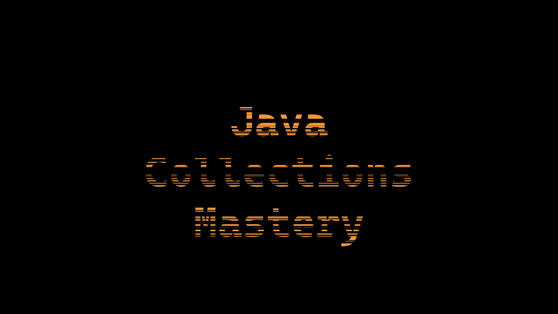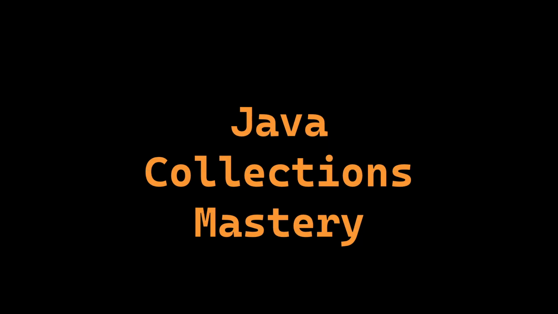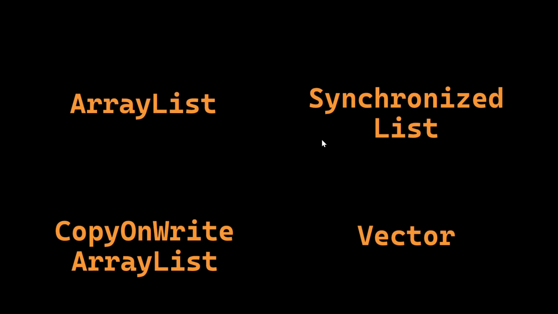Today we are starting our comprehensive Java collections mastery series. In the first video, we are diving deep into ArrayList, Vector, synchronized list, and CopyOnWriteArrayList. We'll explore each implementation's thread safety model, performance characteristics, and real world use cases. By the end, you will understand exactly when to use each one and how mastering these four list implementations will help you build reliable thread safe applications without guesswork. Let's get started.